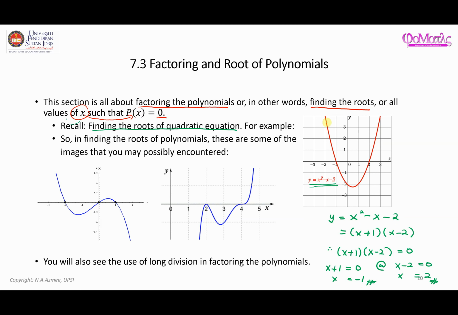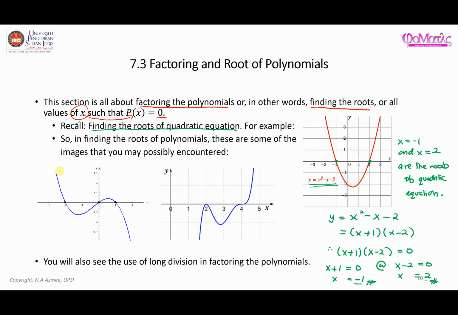So based on the graph given on this figure, you can see that at point x negative 1, the value of this function is 0. And similarly, when x is equal to 2, the value of this function is also 0. So we said that x negative 1 and x equals to 2 are the roots of quadratic equation given. Okay, so now this idea can be extended if you have polynomials with higher degrees.